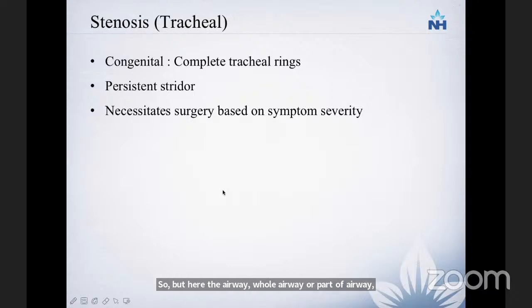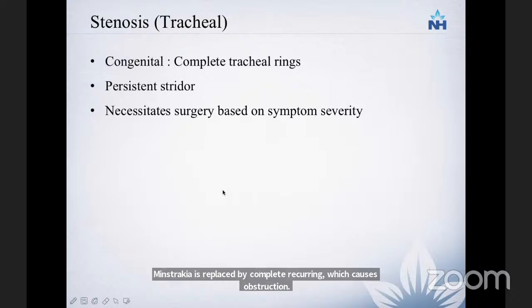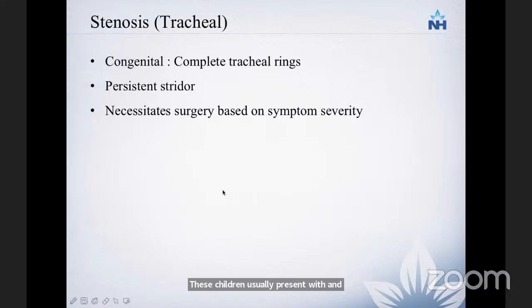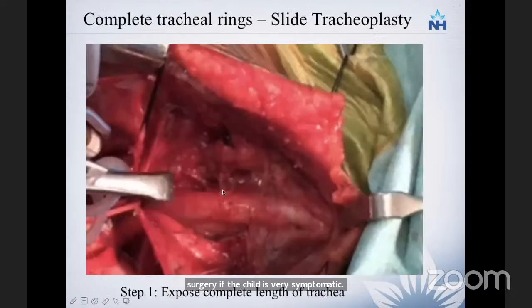These children usually present with stridor, and this necessitates surgery if the child is very symptomatic. The surgery for complete tracheal rings is slide tracheoplasty. If the stenotic segment involves the whole of the trachea, then we do slide tracheoplasty. If the stenotic segment is limited to one or two rings of the trachea, as seen on the bronchoscopy previously, before starting the procedure, then we do resection anastomosis.